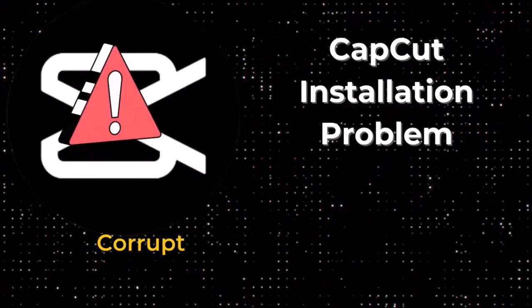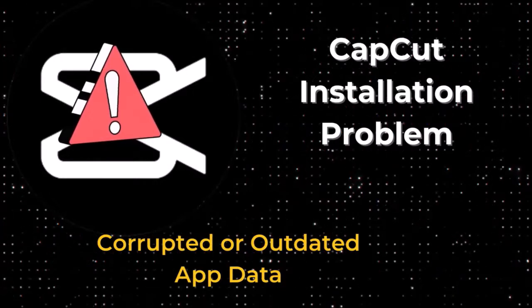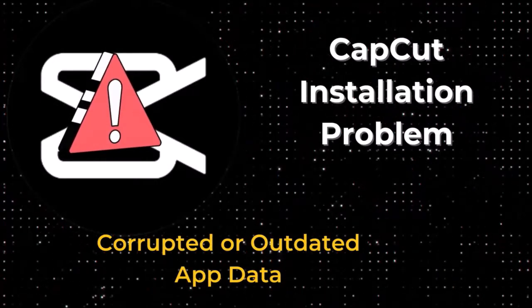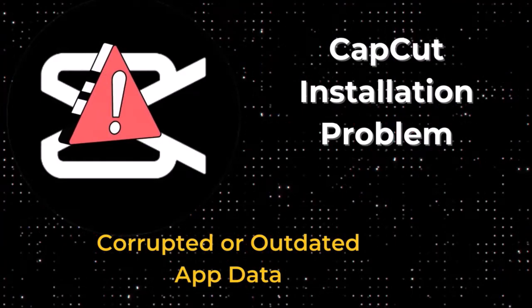The third reason why you can't install CapCut is because of corrupted or outdated app data. If you had previously installed CapCut and didn't uninstall it properly, the app data may be corrupted. Or the new installation could be the cause of the problem. Make sure you have fully uninstalled CapCut. Here are the steps on how to do it.